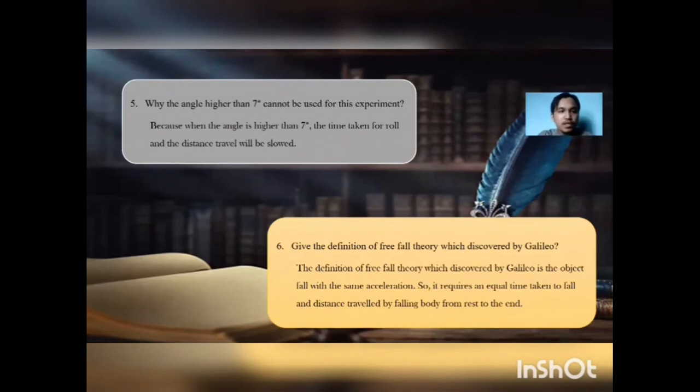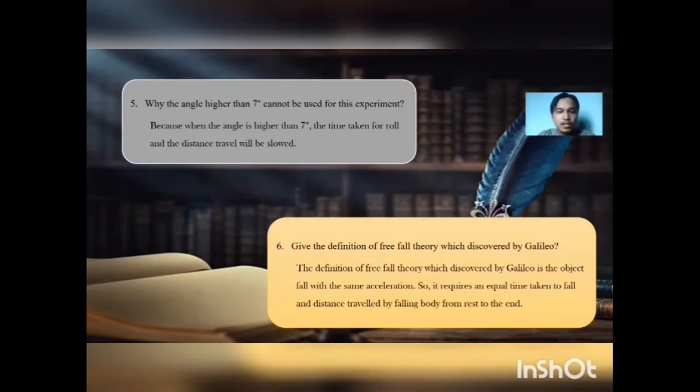The fifth question is why the angle higher than 7 degrees cannot be used for this experiment. From what we have obtained as a result, the angle higher than 7 degrees cannot be used for the experiment because the time taken for the roll and the distance travelled will be slow.